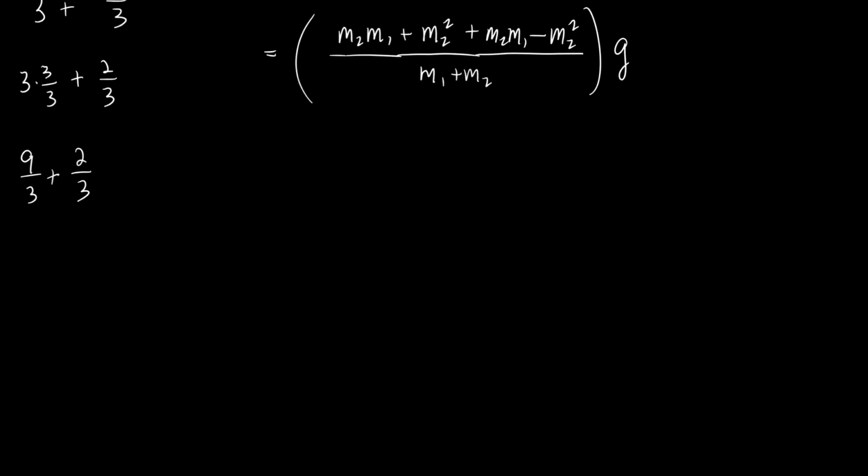Can you combine like terms? I expect you to. So I notice I have a positive one of these and a negative one of these. So when I combine those like terms, they turn to 0. And I have M2M1 and M2M1. So I have 2 of them. So the top will be 2 M2M1 over M1 plus M2 times G. This is the tension in the cable.